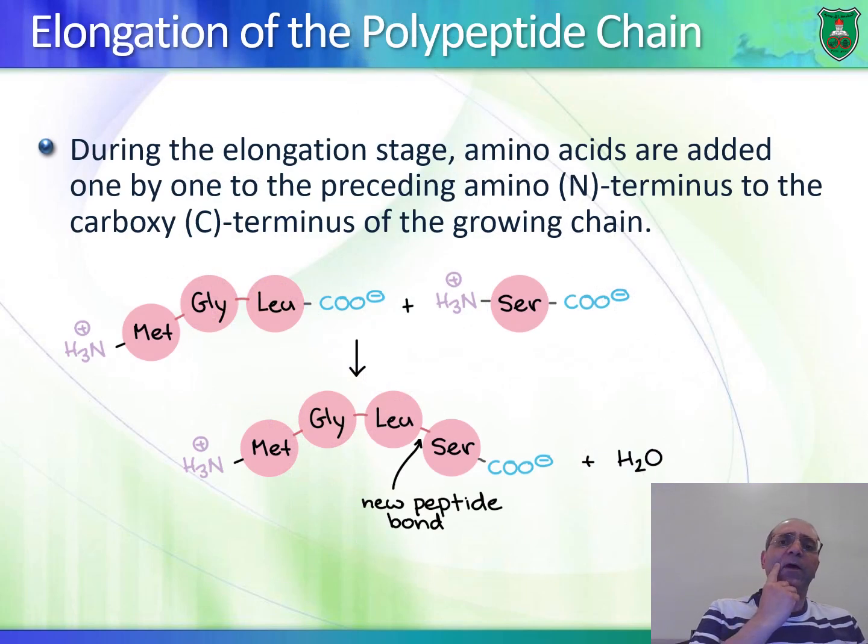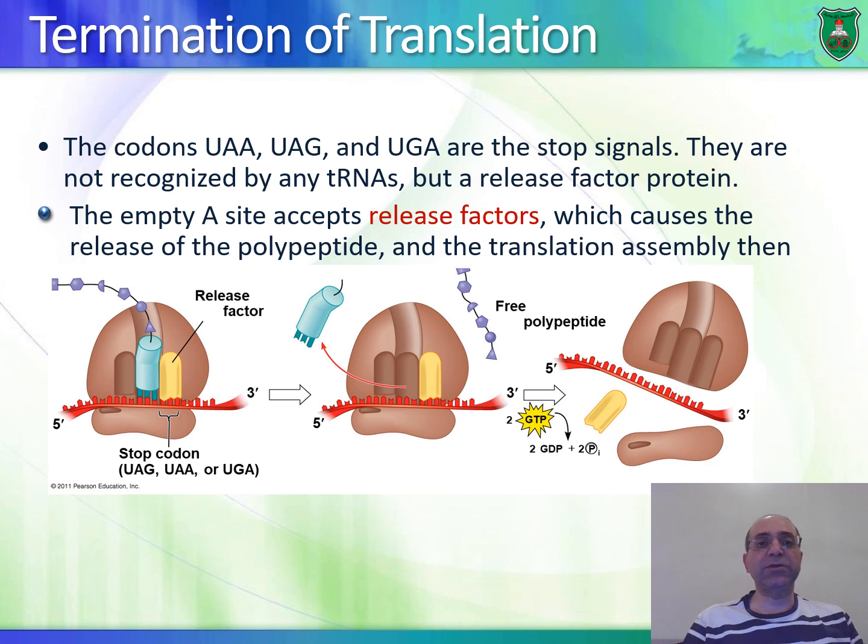All right, so what happens again is that during elongation, all amino acids are added one by one to the carboxyl terminus of the polypeptide. So you have a peptide bond formation between the carboxyl terminus of the peptide and the incoming amino acid. That's how it goes. We'll talk about this in the biochemistry course next semester, inshallah. And then we get to termination.